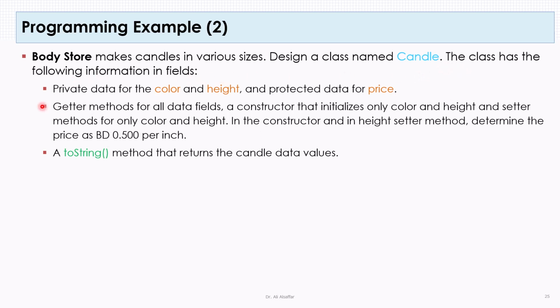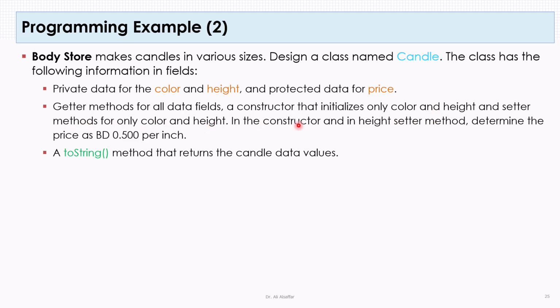For the data, the class will have two private data members, one for the color and the other one for height, and the third one will be a protected data member for the price. Now the price is made protected because we want to access it directly in the subclass. Now for the methods, we need to have getter methods for all data fields, a constructor that initializes only color and height, and setter methods for only color and height.